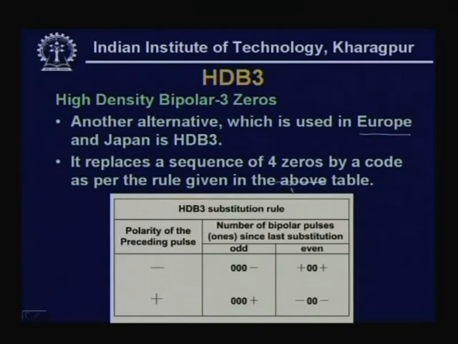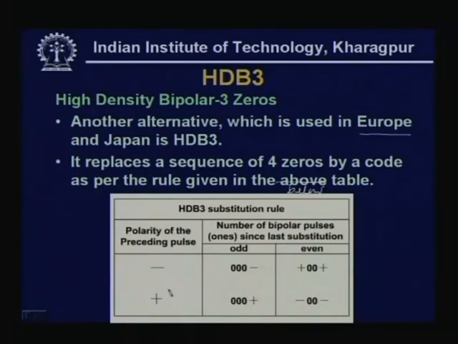So, here as you can see, it also depends on the polarity of the previous pulse. If it was negative, and if the number of bipolar pulses since substitution is odd, then it is replaced by 0 0 0 negative. On the other hand, if the number of substitutions was even, then it is replaced by positive 0 0 positive. Why, you may be asking, is this being done? This is done so that the average value is 0, that is the purpose.